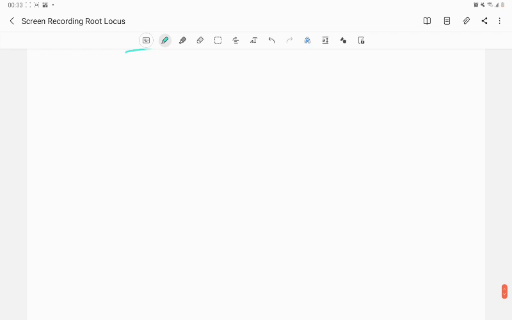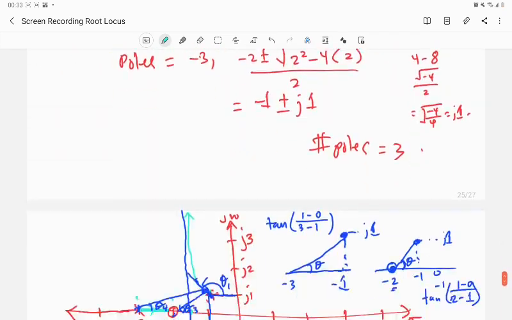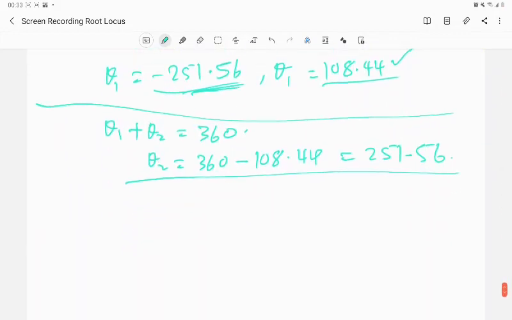So that will bring us to the end of how to compute the angle of departure and angle of arrival, the third video on refining the root locus.